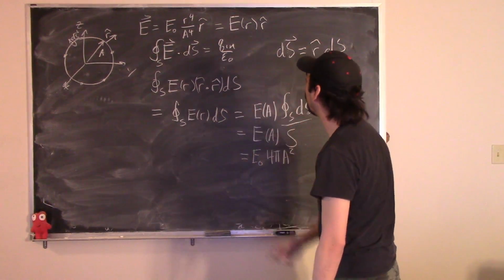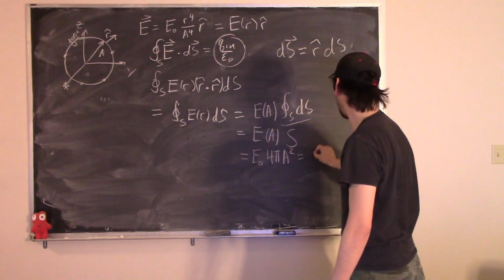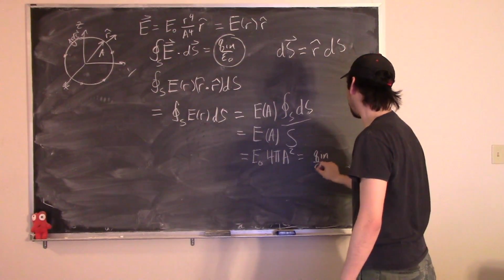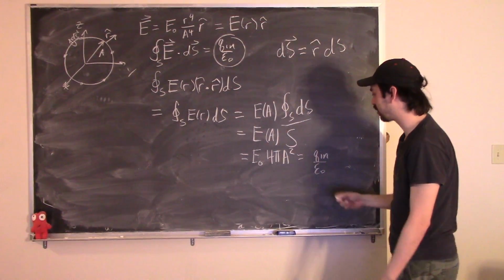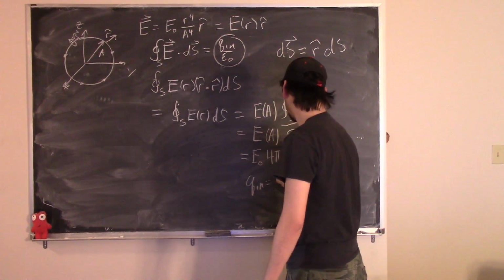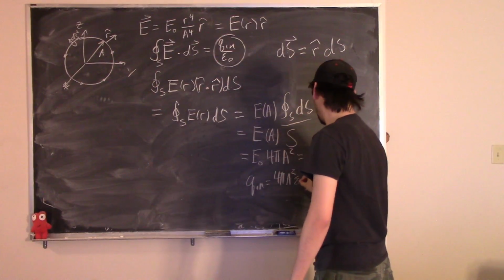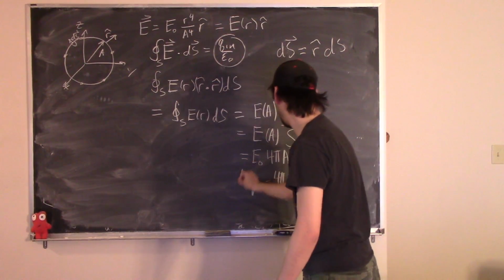For my right-hand side of Gauss's law, I'm just going to have Q_n divided by epsilon naught. So this is Q_n divided by epsilon naught, and I can solve for Q_n. So in the end, I see Q_n is going to be equal to 4 pi a squared epsilon naught E0. Okay?